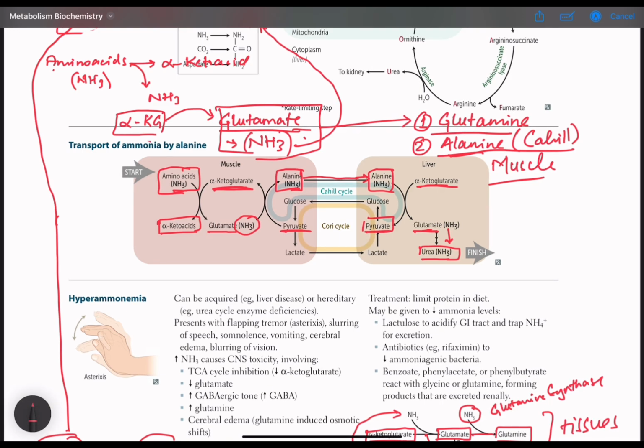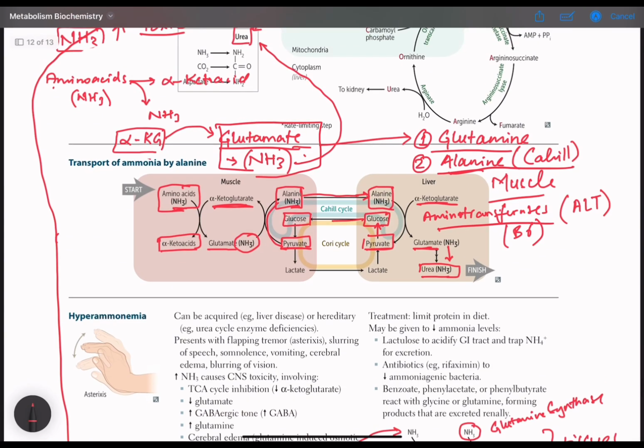These reactions are carried out by aminotransferases. All these transfers of amino group are carried out by aminotransferases, which require B6 as a cofactor. In this case, it is alanine transaminase, which is usually elevated in liver pathologies. This pyruvate is then converted into glucose via gluconeogenesis. The glucose then again enters the bloodstream, goes to muscle, where it is converted into pyruvate by glycolysis, and the process continues. So this was all about transfer of glutamate's amino group by alanine or the Cahill cycle, and glutamine.